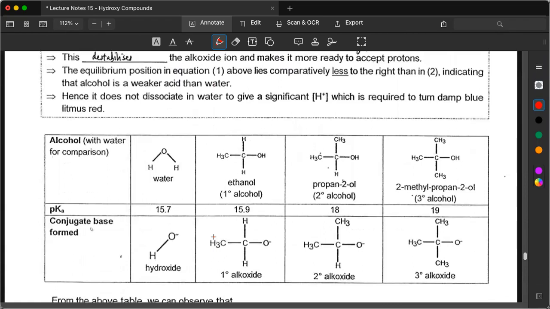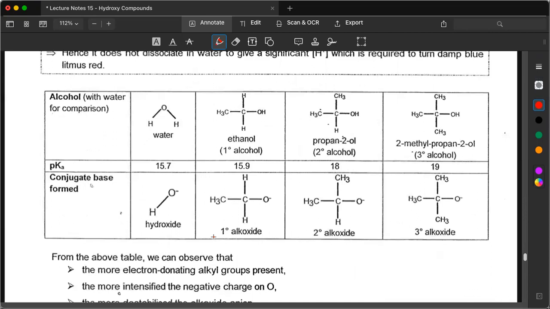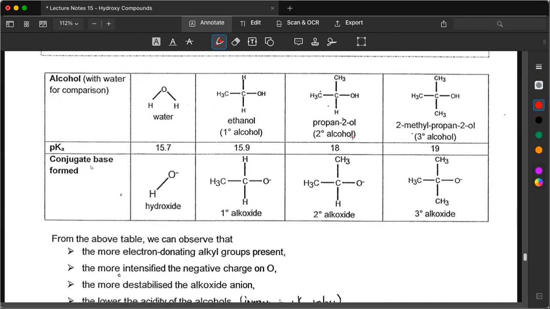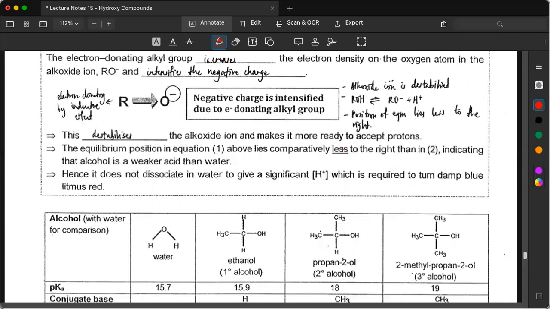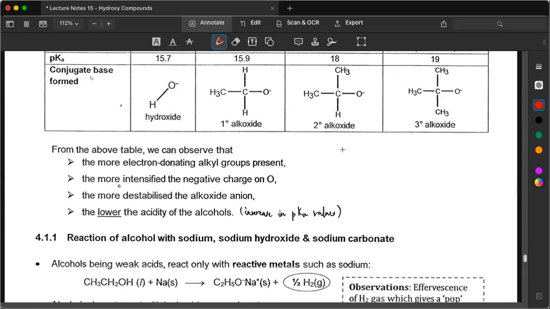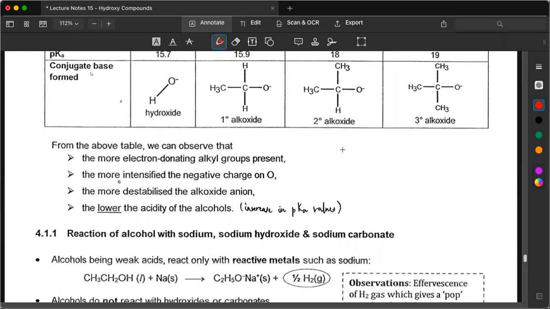So this is the comparison of acidity between various alcohols and water: primary, secondary, tertiary. And from the table, we observe something. The difference is the number of electron donating groups. The more electron donating alkyl groups present, the more intensified the negative charge on O, and the more destabilized it is, and hence it doesn't really remain as RO minus. So it will lower the acidity of the alcohol.